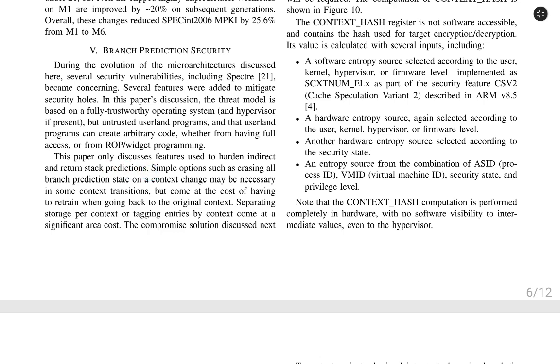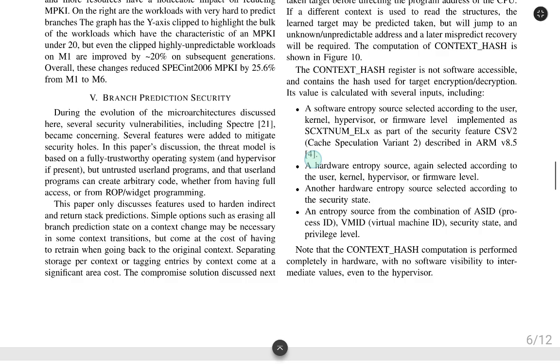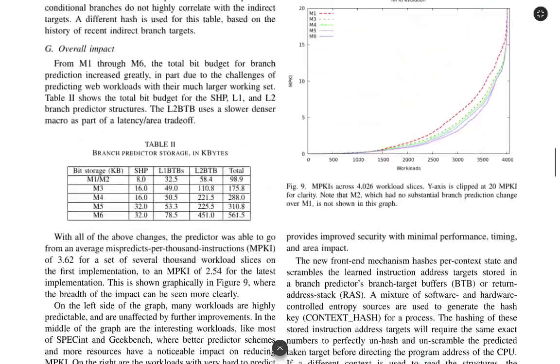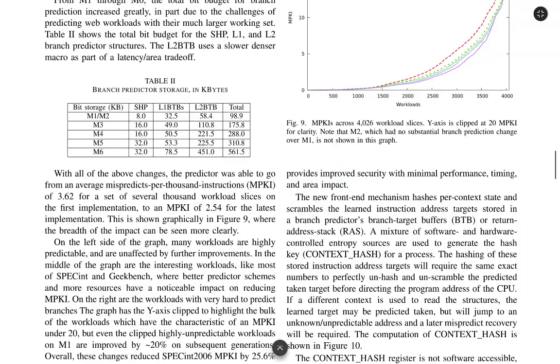Simple options such as erasing branch prediction state on context switching may be necessary in some context transitions, but come at the cost of having to retrain when going back to the original context. Separating storage per context and tagging entries by context come at significant area cost. The compromise solution discussed next provides improved security with minimum performance, timing and area impact.